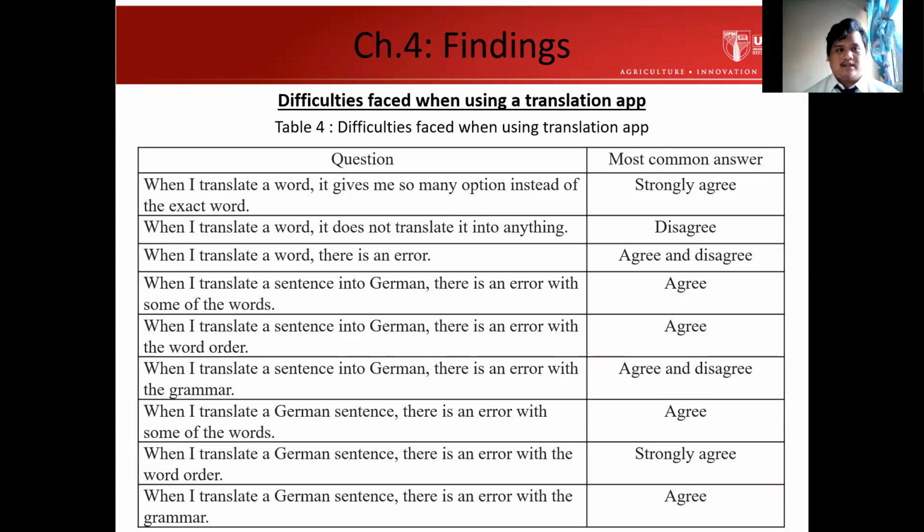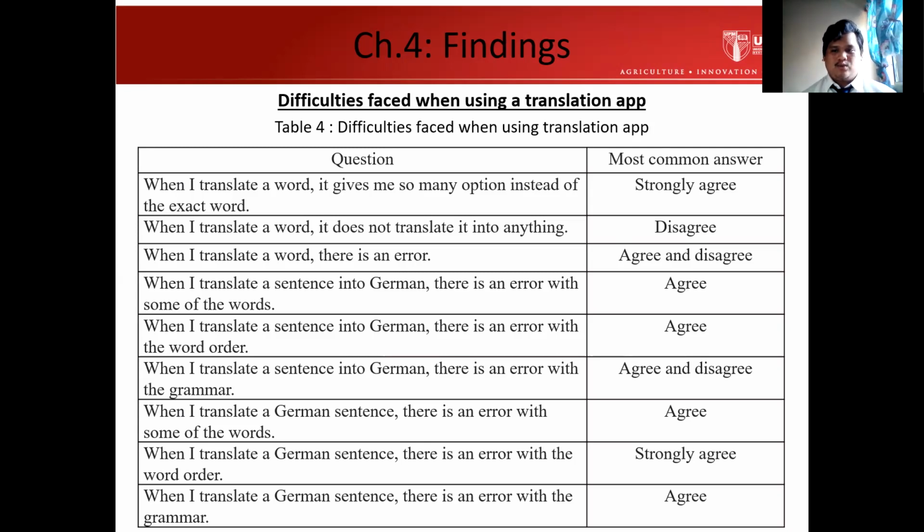However, in the next section, section C, the difficulties faced when using a translation app, the answers vary a little. As you can see, there are three students who disagree with the second question: when I translate a word, it does not translate into anything. Now they disagree with encountering this situation.